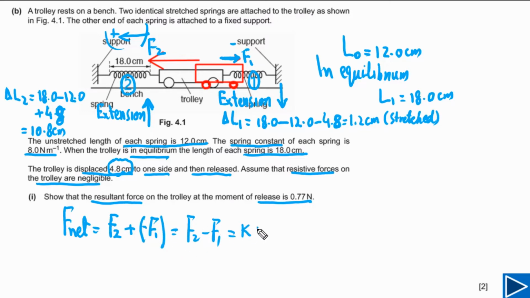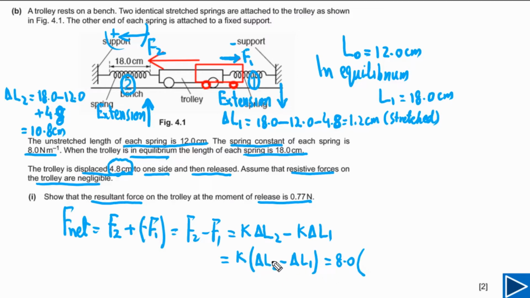F2 simply will be equal to spring constant times extension in spring 2, minus k times extension in spring 1. Now k is common, so we can take k out. So this is delta L2 minus delta L1. And the value of k is given. We have k is equal to 8.0 newtons per meter.